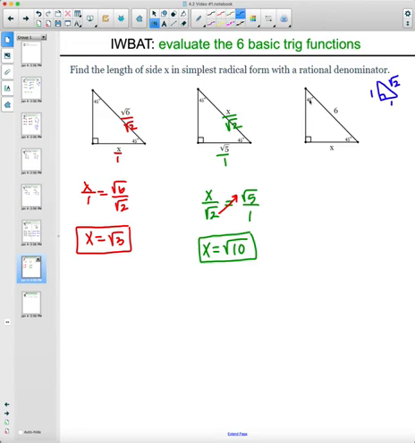Final 45, 45, 90 triangle, and again, this would be the exact same if this said pi over 4 here. So the leg is with a 1, and the hypotenuse is with a square root 2. So x over 1 is equal to 6 over square root 2. So x over 1 is done, that's just x. So now we have to rationalize the denominator. So rationalizing a denominator means that you can't have a radical down there.